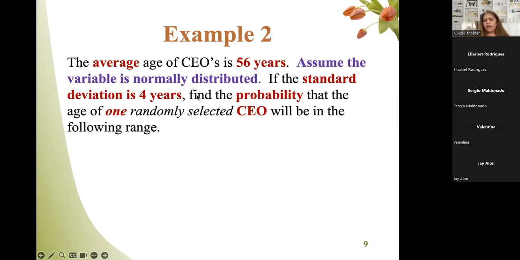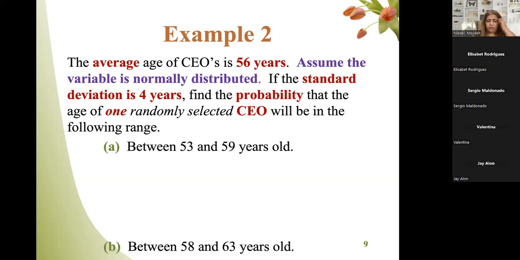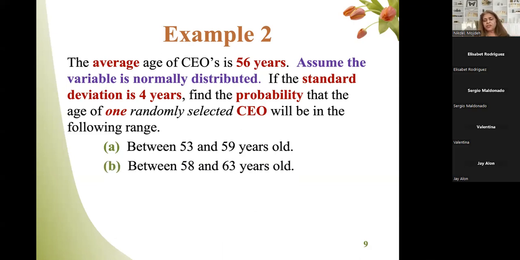Find the probability that the age of one randomly selected CEO will be in the following range: between 53 and 59 years old. So we want to find the probability that the age of one CEO is between 53 and 59 years old. Part B, between 58 and 63. I'm going to only go over part A. Part B is similar. In this example, I didn't ask you to draw the bell-shaped curve.